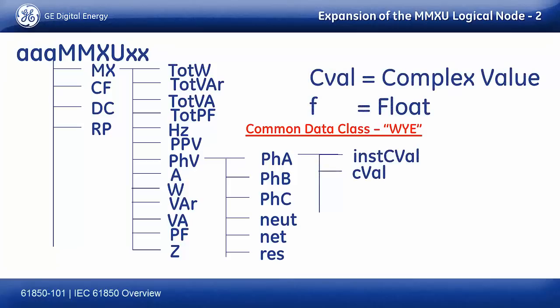And then I can say instantaneous value and a value, right? And value is a complex value, and F can be float. And then I get an instantaneous value, I can have magnitude and angle, right?